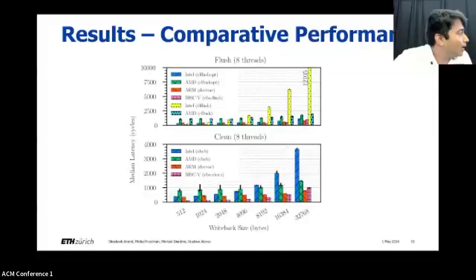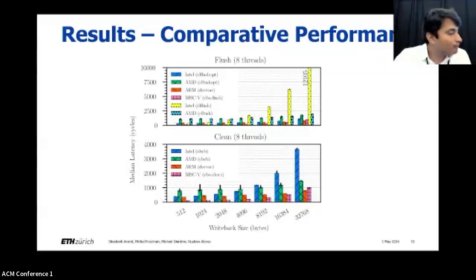ARM, I meant, sorry. As far as we know, we're not aware of what the proprietary designs look like. All we can do is measure our latency and compare with theirs, and we perform competitively. So unfortunately, we're not aware of how they do their designs.